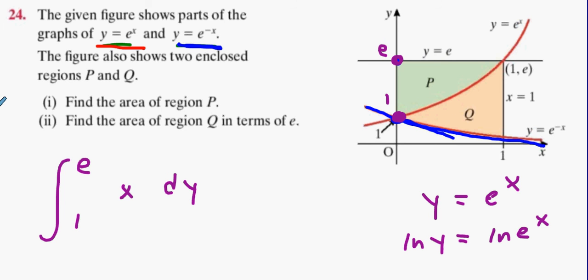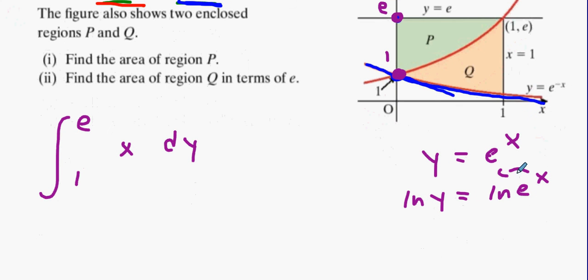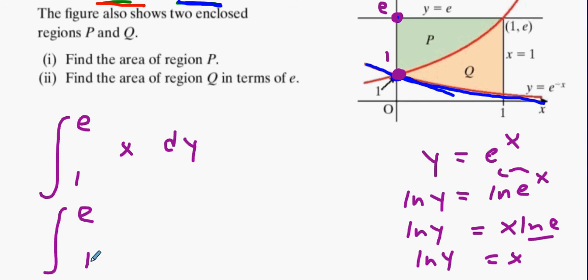And then use the what rule? And what's x ln e? Yeah, because ln e is 1. So the actual thing is x equals ln y. So we're now doing the integral of e to 1 ln y dy. You all cool with that? Alrighty.